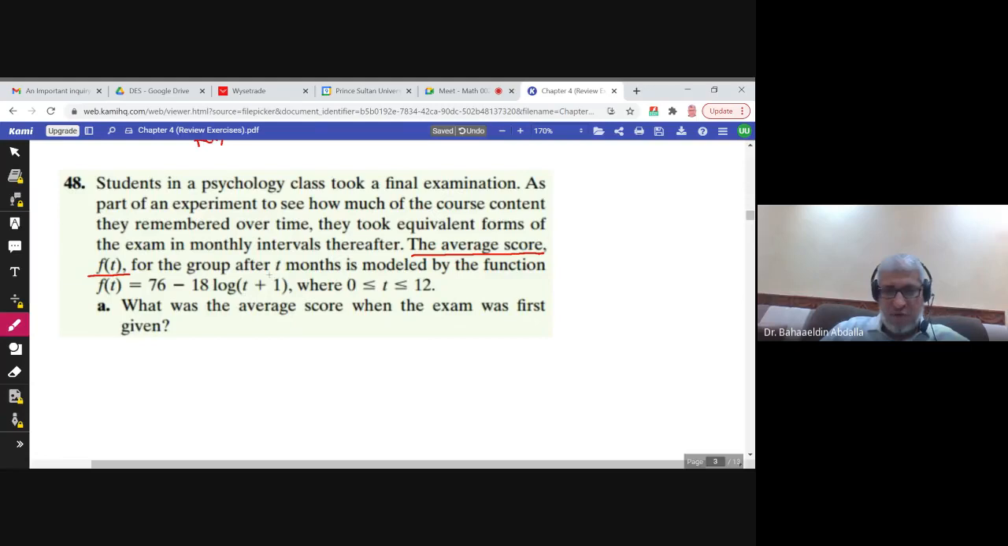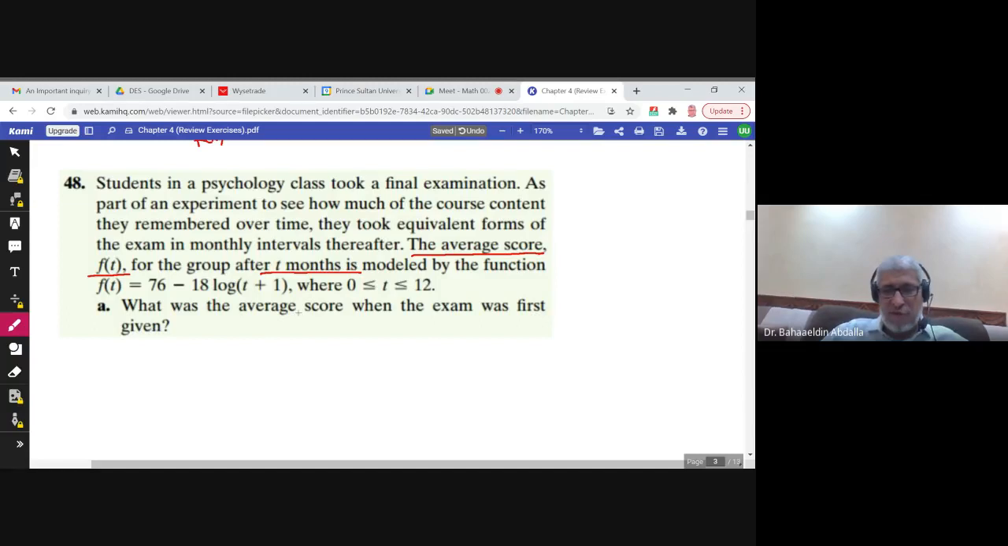What is t in the equation? The number of months is modeled by this function. So this function has two variables, t and f of t. What is t? Number of months. What is f of t? Average score, where t is between 0 and 12. So those are only from 0 to 12.